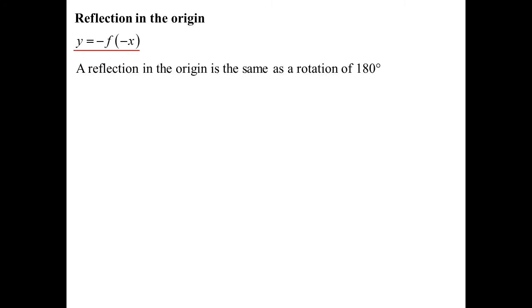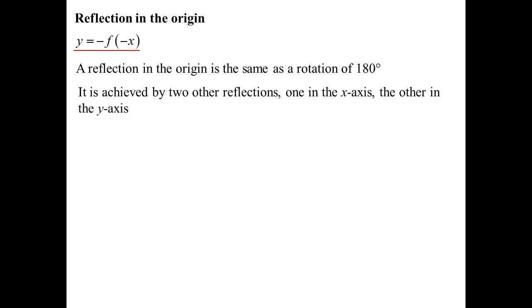Reflection in the origin. So that's y equals minus f(-x). Both the y and the x are becoming negative. That's actually a rotation. If you rotate something 180 degrees, that's the same as reflecting both vertically and horizontally.